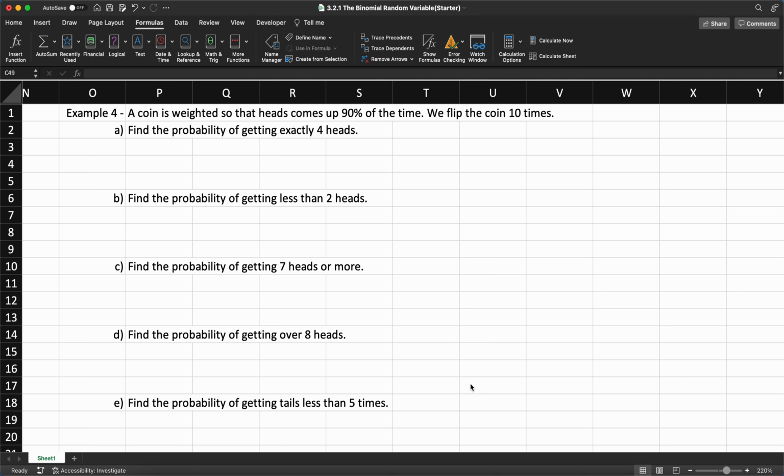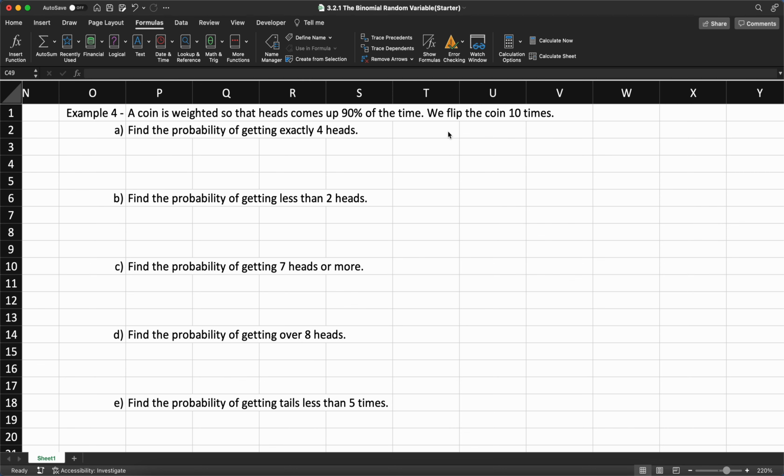Hey everyone. In this video, we're going to look at this example number 4. We have a weighted coin, so that heads comes up 90% of the time. So our success here depends on the way the question is worded. So in part A, we're asked to find the probability of getting exactly 4 heads. So since we're looking for getting a head when we flip the coin, then a success is considered getting heads.